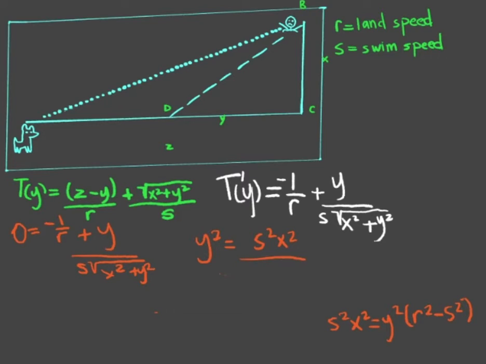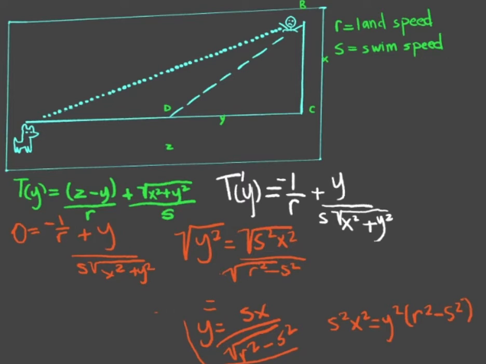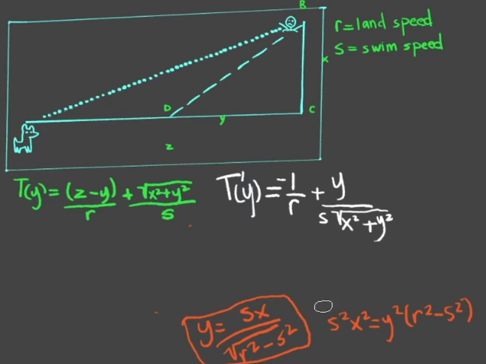Reorient, and we get y squared equals s squared x squared over the quantity r squared minus s squared. So close. All that's left to do is to square root everything, and then we get y equals s times x divided by the square root of r squared minus s squared, the solution which minimizes t prime of y.